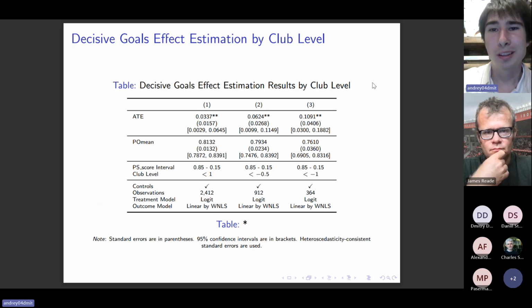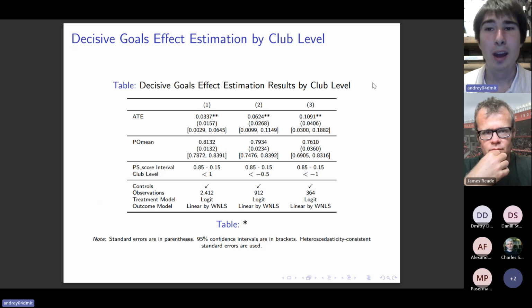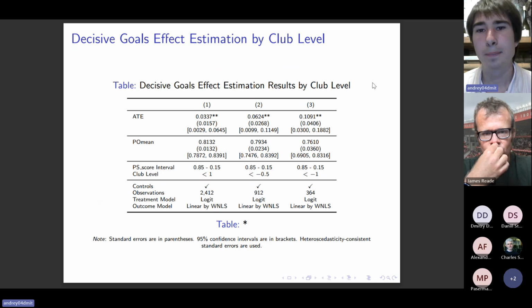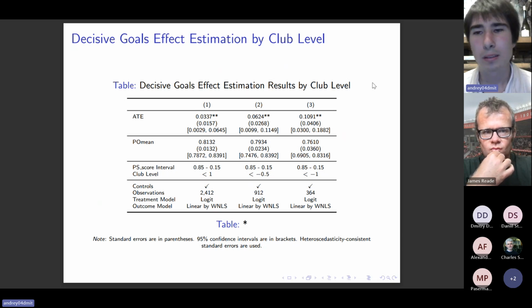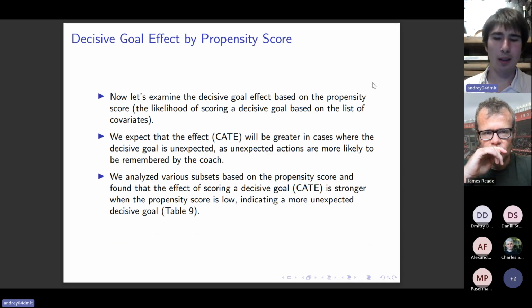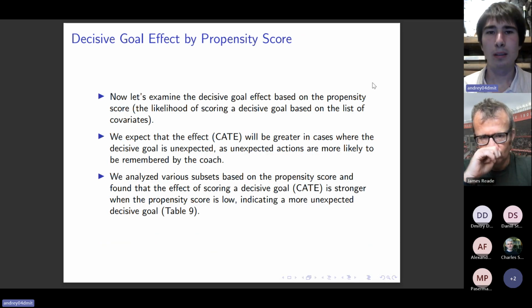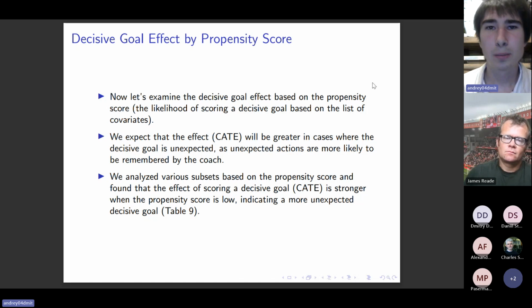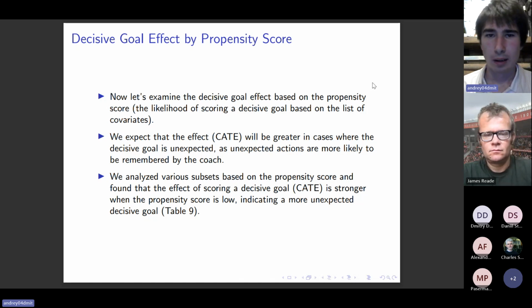Yeah, but of course we can see that standard errors are huge, especially in the third specification, but it still gives us a significance. Yeah. So another interesting thing we want to look at is the decisive goal effect by propensity score.